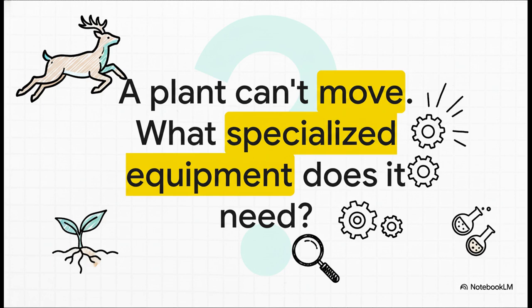An animal can get up and run from danger or move to find its next meal. A plant? It's stuck. It's literally rooted to the spot. So its cellular factory is going to need some pretty special tools to deal with that, right? What do you think they might be?